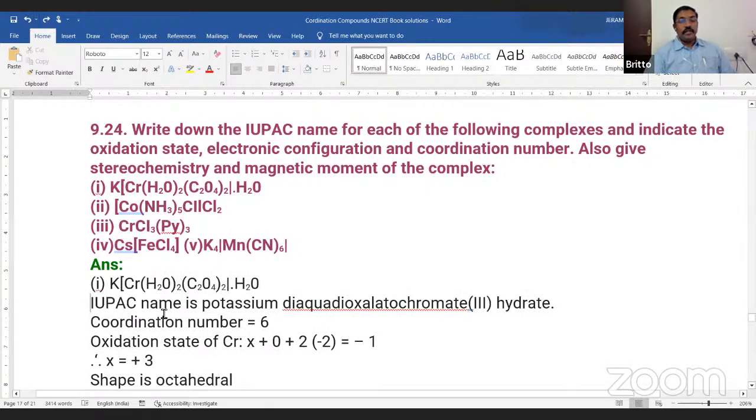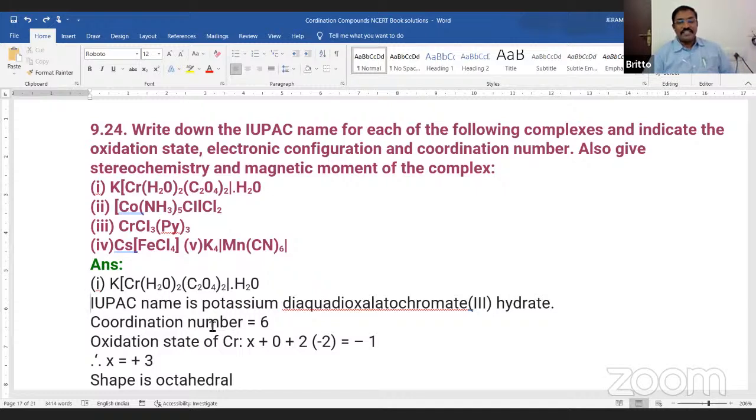So find out the cation and anion. What is the cation here? K, potassium. And then what is the anion? The complex Cr(H2O)2(C2O4)2. According to naming, we have to use them in alphabetical order. So we put the cation first, potassium, leave a space, and then we name it diaqua, because the alphabet starts with A, diaqua, and then dioxalato. There are 2 oxalate groups. So dioxalato, chromate, because it is an anionic complex, chromate.